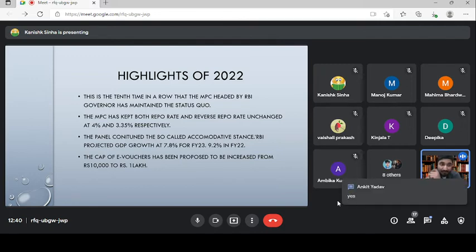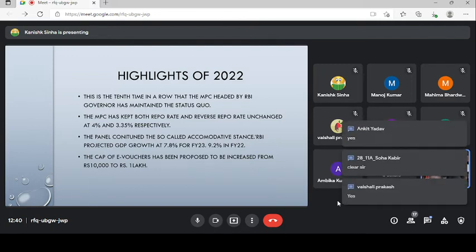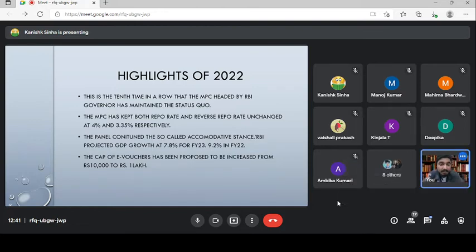So the MPC, that is the Monetary Policy Committee, has maintained the repo rate at 4% and the reverse repo rate at 3.35% with the accommodative stance the same. The RBI has projected GDP growth of 9.2% in financial year 2022 and 7.8% for the financial year 2023. So that is the financial year 2022-2023. We are taking it another way. It is 9.2% in 2022 and 7.8% for 2023, based on all the economic growth going on according to the pandemic. So these are the 3 points, and one more important point is the cap of the e-voucher has been proposed to be increased from 10,000 to 1 lakh.